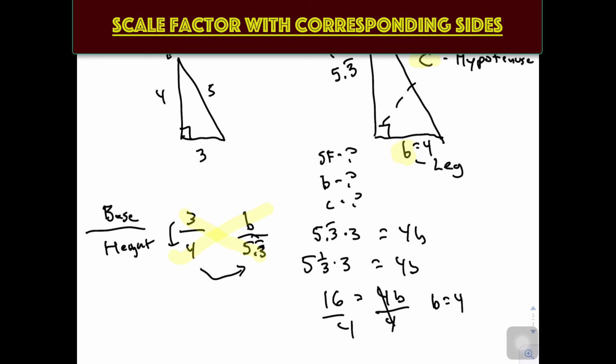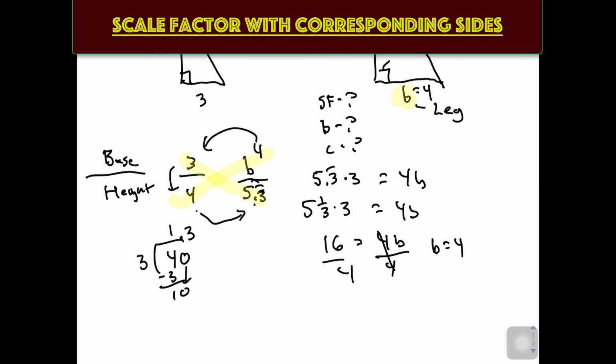The other information that this gives me is I can now find the scale factor. I could either do 5.3 divided by 4 to find the scale factor, or I could go 4 divided by 3. That's a little easier, so we're going to do that. 4 divided by 3 is my scale factor. And I start to see, actually, this repeats. It's going to be 1.3 repeating, or 1 1/3. So my scale factor is 1 1/3.